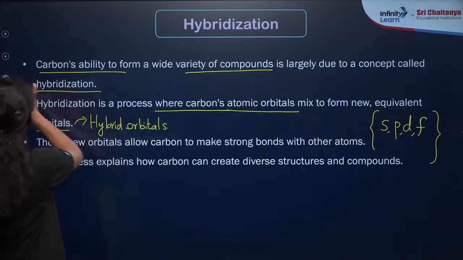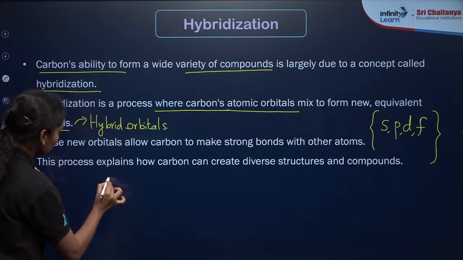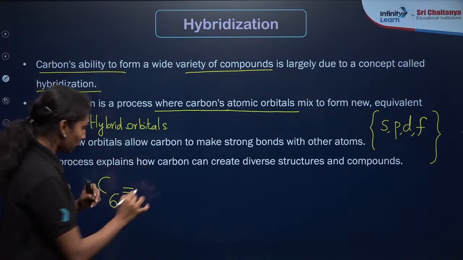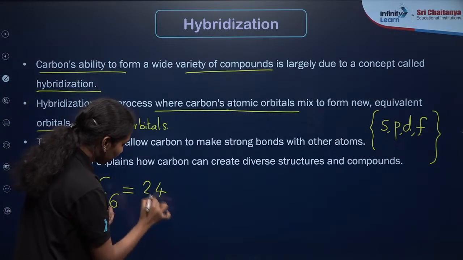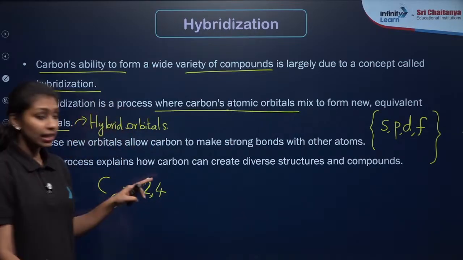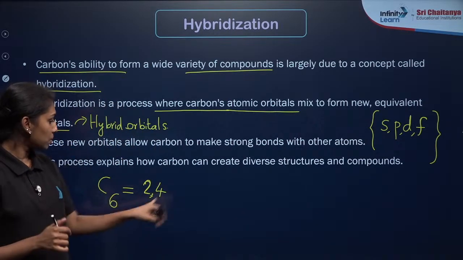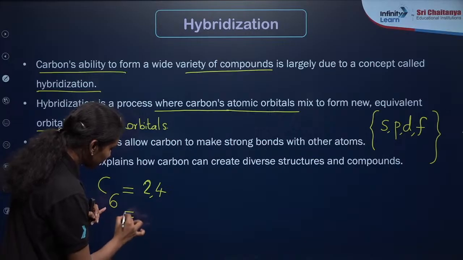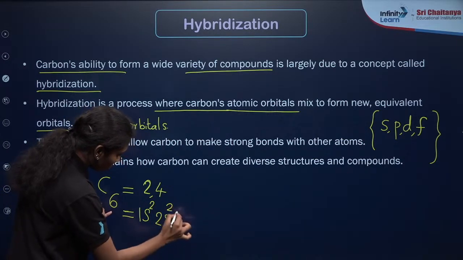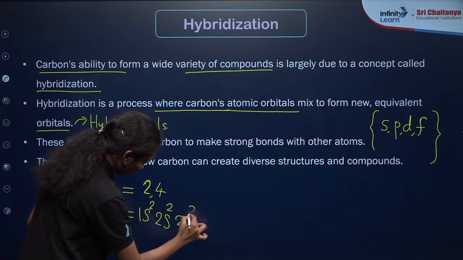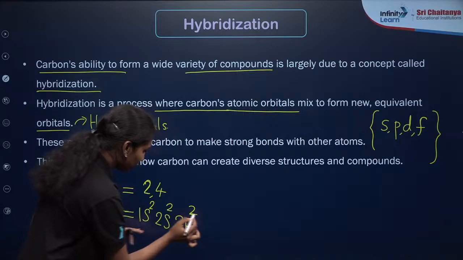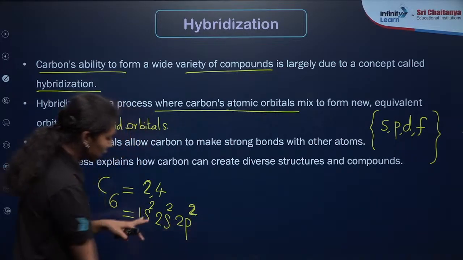In the case of carbon, we already know carbon has the atomic number 6, right? So if you write the shell electronic configuration, it will be 2, 4. We can again subdivide this electronic configuration into subshells. So I am writing this as different subshells: 1s2, 2s2, 2p2. Don't get confused here by the subshell electronic configuration.